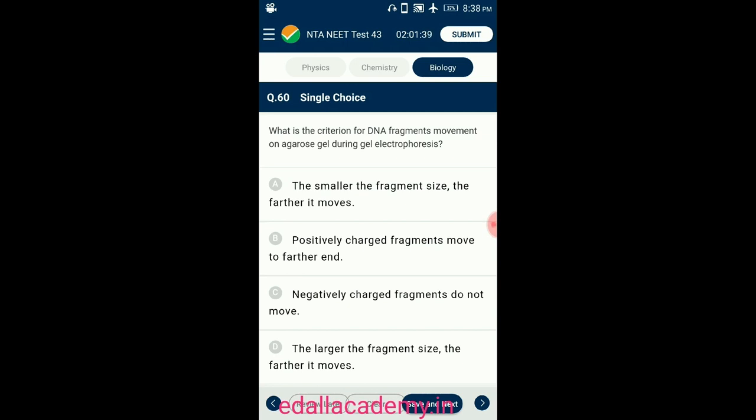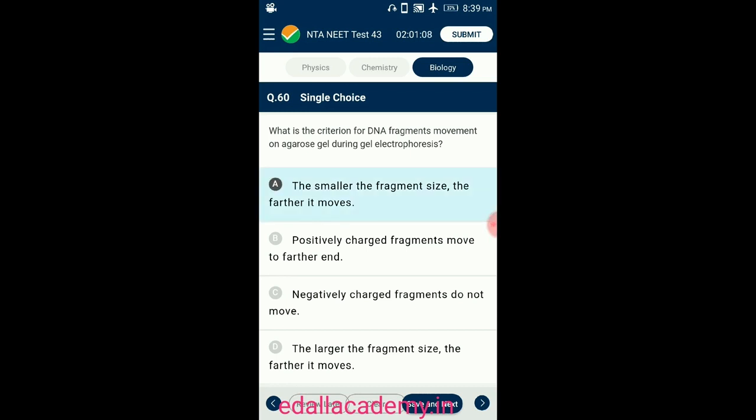Gel electrophoresis was developed by Tiselius, and it is based on the principle that charged molecules move to the electrode of opposite charge when placed in an electric field, and the movement depends on the charge and the size of the molecule. Due to the sieve-like structure of the gel, smaller DNA fragments travel faster towards the electrode than the larger fragments. So the answer for this question is option A.